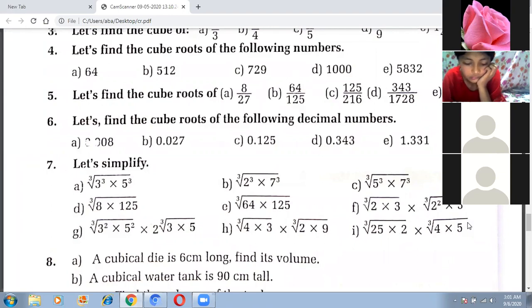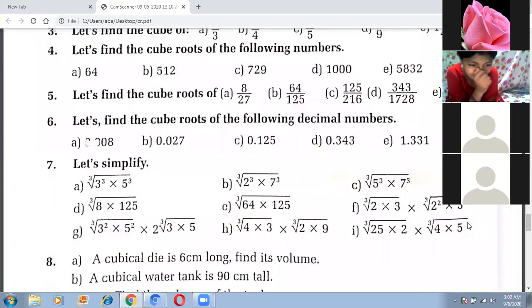Now question number E also you can do. First, all of you do E number. Cube root of 64 into 125. Okay, all of you do E number. Here the cube root cancels, and what is left is 4 into 5 equals 20.